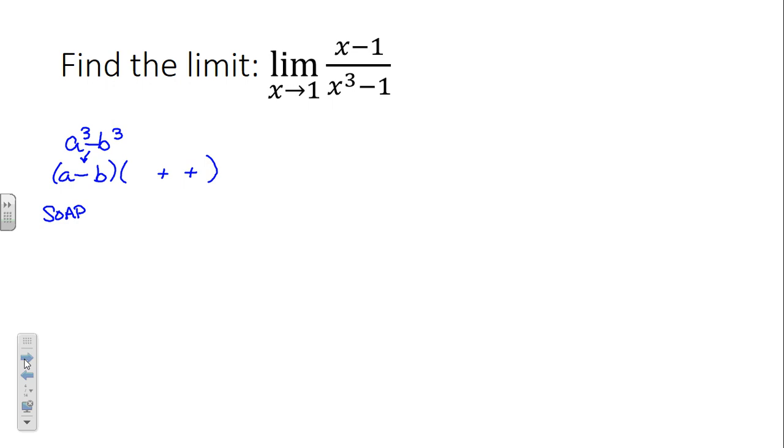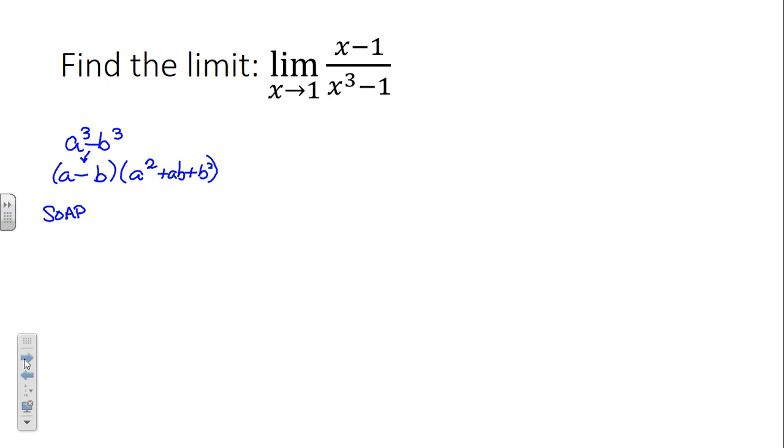Okay. What goes in the next spot? What are we going to have to multiply a by to get a cubed? What do we have to multiply b by to get b cubed? What goes in there? Anybody remember for sure? ab, the product of the two.